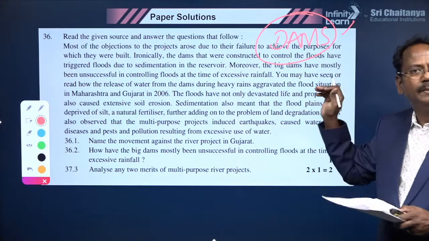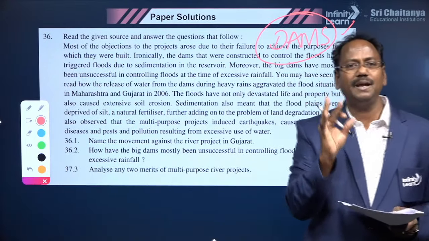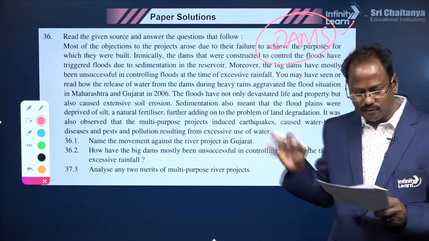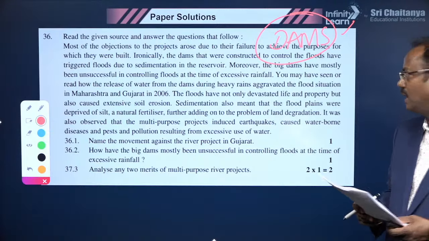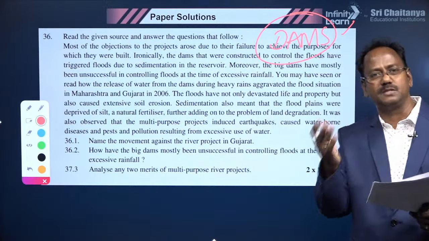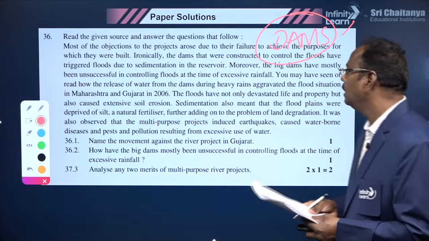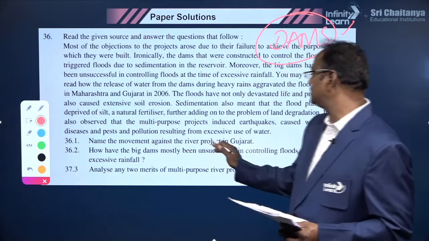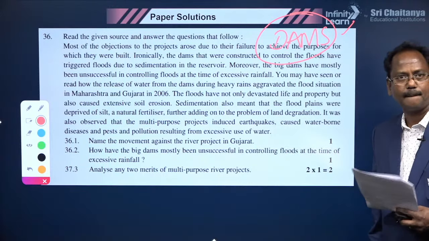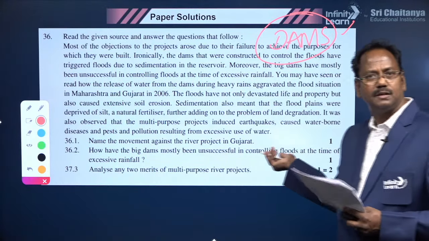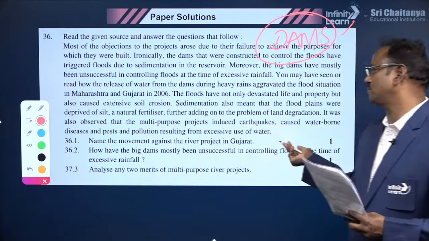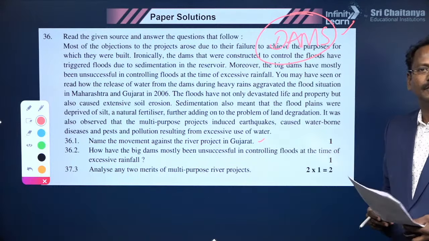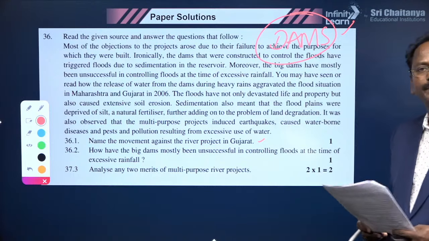So they are called the temples of modern India, the dams. But these dams are facing much scrutiny nowadays, and there is opposition against these dams. Based on that, there are some questions. First, name the movement against the river project in Gujarat. In Gujarat, the Sardar Sarovar Dam was constructed. The first answer is Narmada Bachao Andolan.